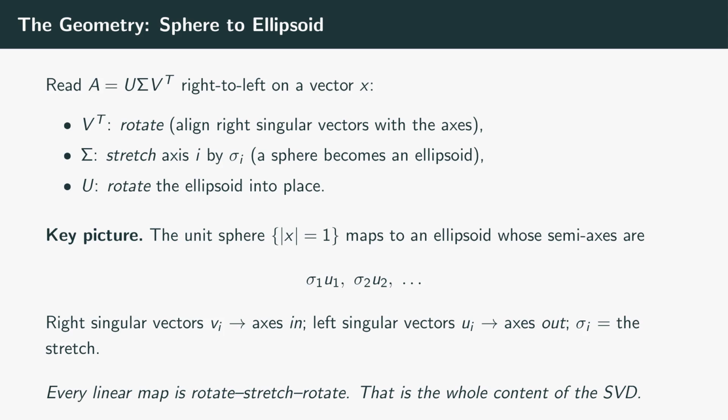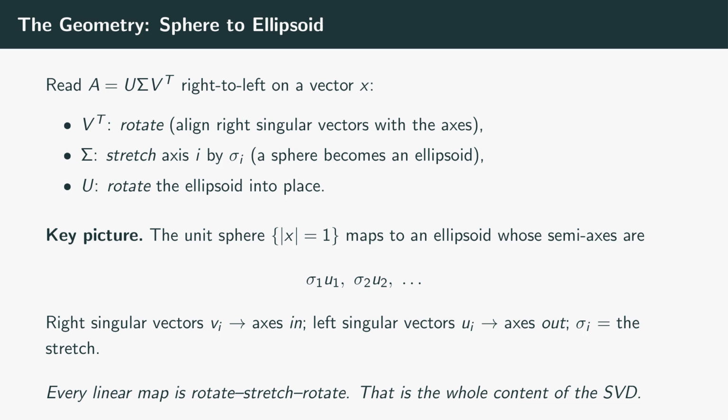The geometry is the heart of the SVD. Read the factorization from right to left acting on a vector. First, V transpose rotates space so the right singular vectors line up with the coordinate axes. Then sigma stretches. Each axis is multiplied by its singular value, so a sphere is squashed and stretched into an ellipsoid. Then U rotates that ellipsoid into its final orientation.